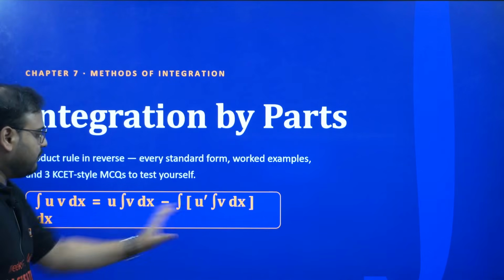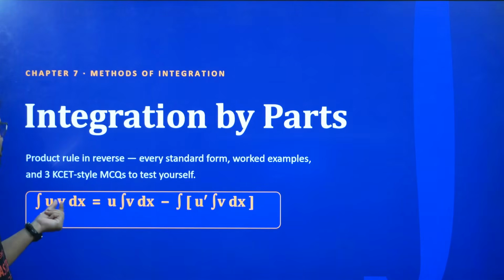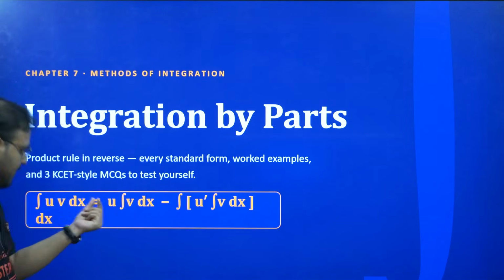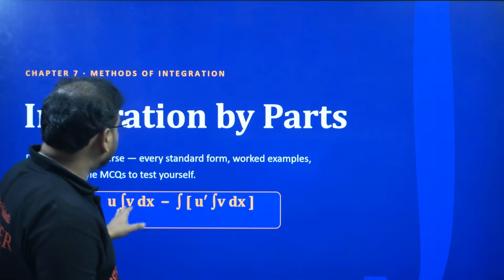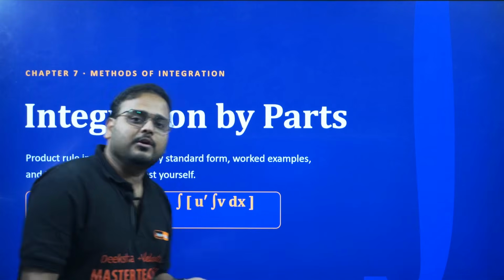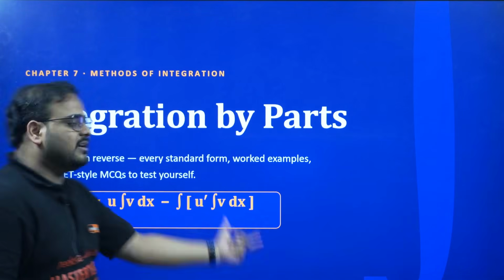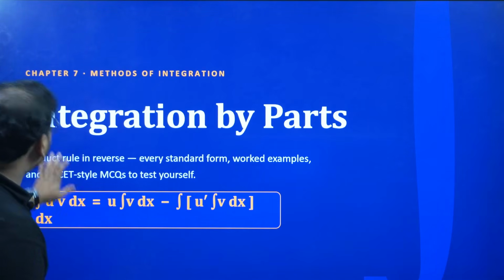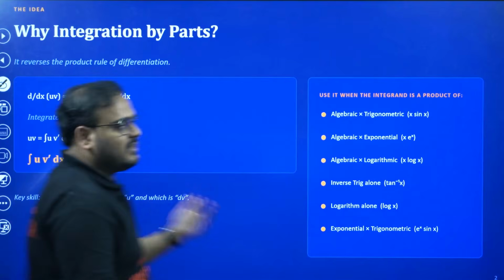This is the fundamental form where we have the 2 functions u and v. You're going to keep u as it is, integrate the second function which is v, minus the integral of u dash times the integral of v, and the same thing repeats, dx. This is the fundamental form. Let's look at it in detail, don't worry.